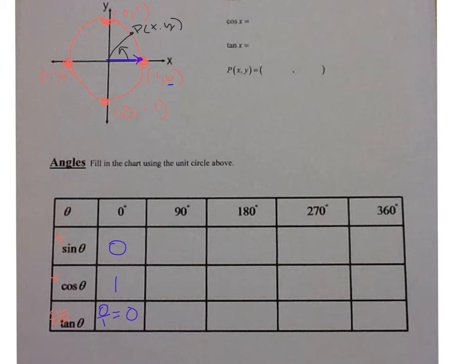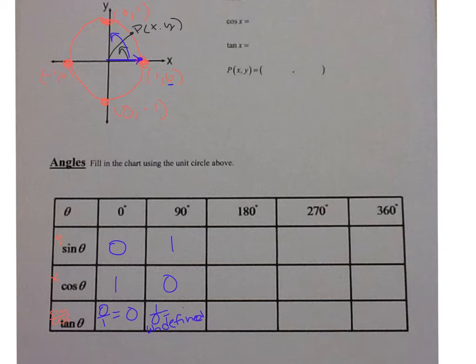Okay, so now we're moving around the unit circle. We're going to go to 90 degrees. Sine at 90 degrees, your y value, is equal to 1. Cosine at 90 degrees is equal to 0. That's your x value. And tangent at 90 degrees is sine over cosine, so that's 1 over 0. 0 in the denominator is undefined. You guys could probably squeeze it in there better than me. Undefined.